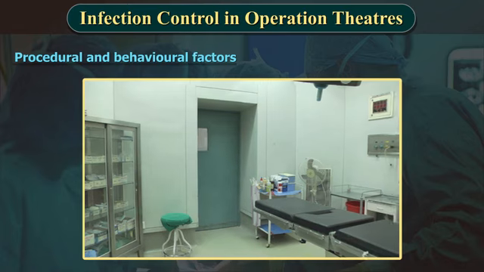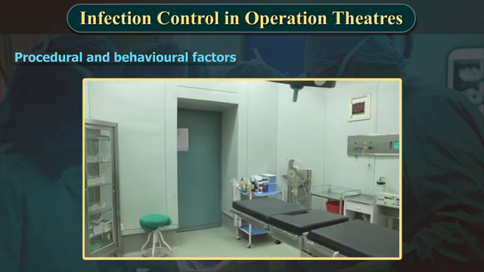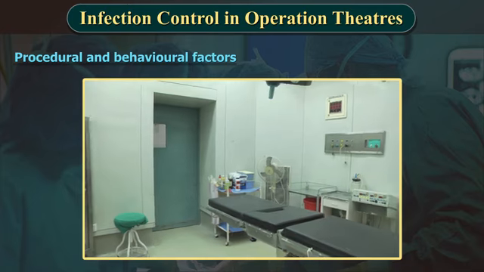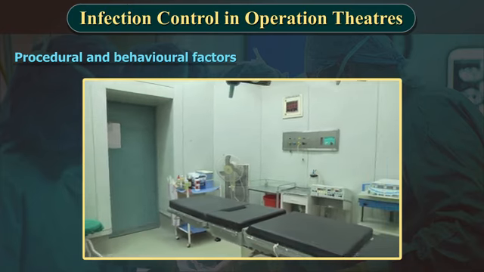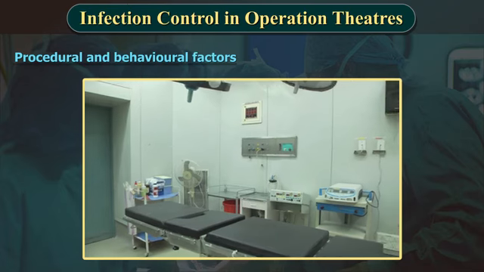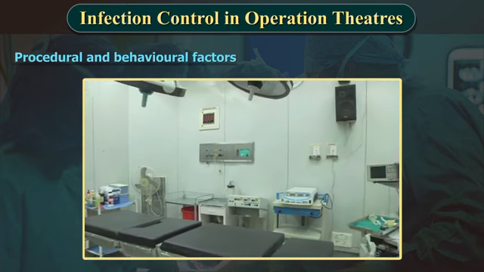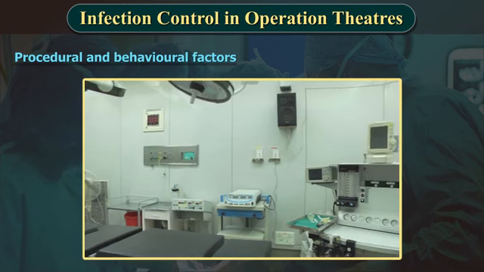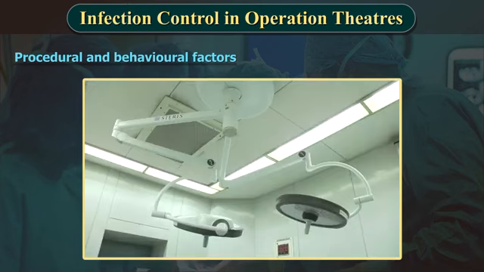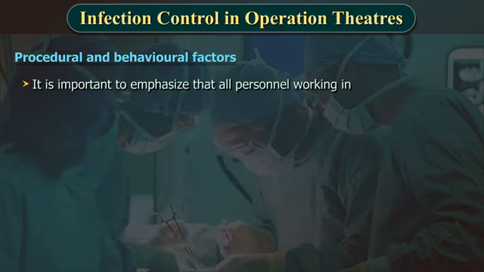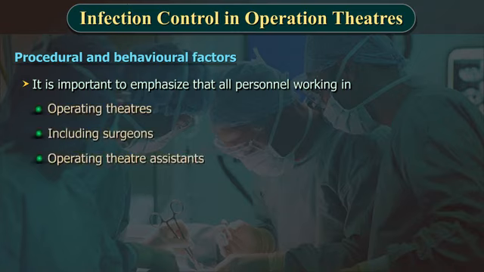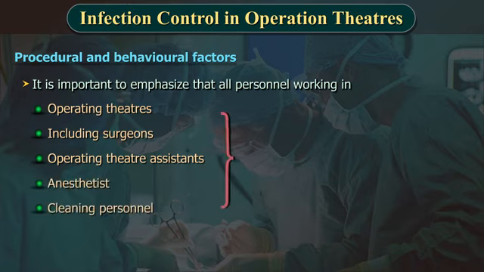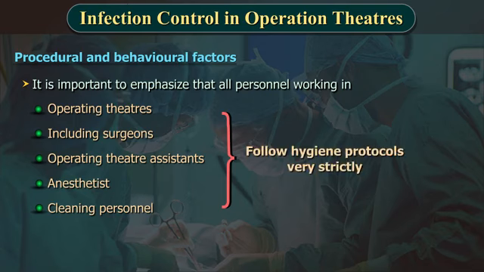In addition to the number and movements of personnel in the operating theatre, adverse surgical events may be due to poor communication, bad operative technique, malfunctioning or improperly used equipment, and cognitive errors due to stress or inattention, all compounded by resource and organizational problems. It is important to emphasize that all personnel working in operating theatres, including surgeons, operating theatre assistants, anesthesiologists, and cleaning personnel, must follow hygiene protocols very strictly.